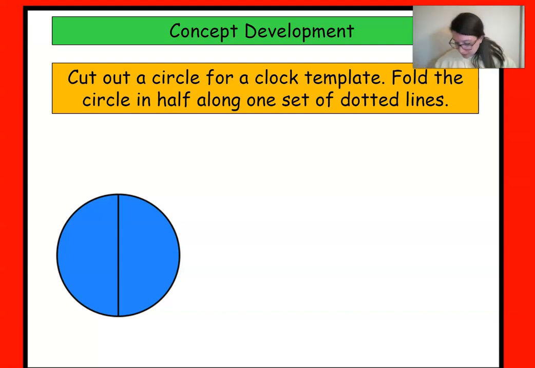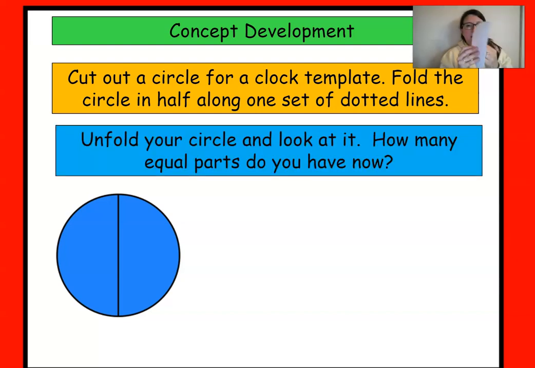All right. So now is going to be time to make our clock. So you should have your circle cut out. If you don't already have a circle cut out, pause and cut a circle out and come back when you're ready. What you're going to do first is fold your circle in half. Because we're doing this at home, it doesn't have to be perfect. Just do the best you can to fold your circle in half.